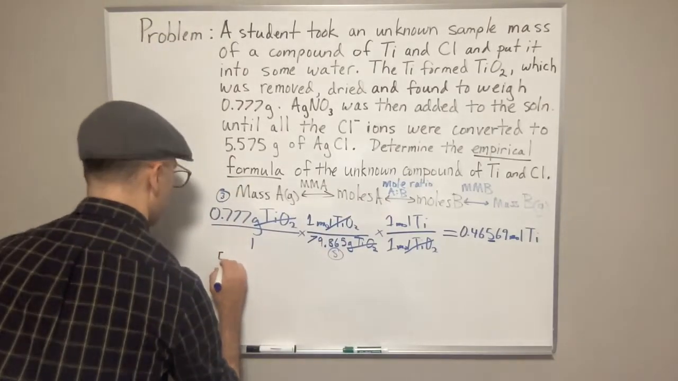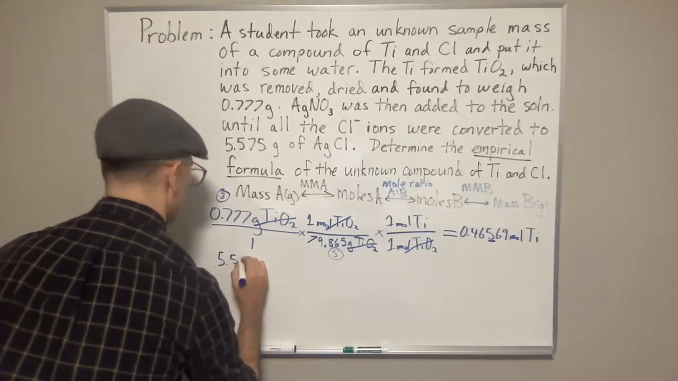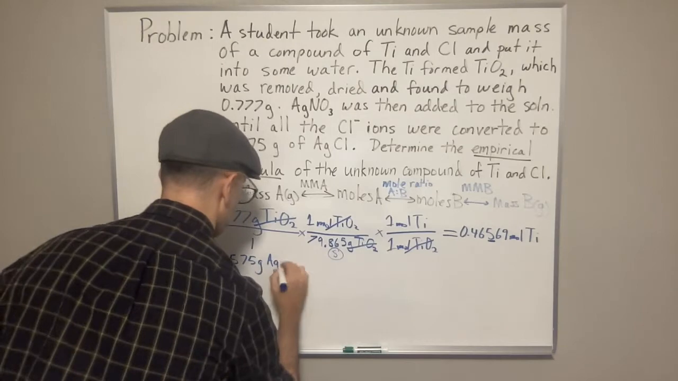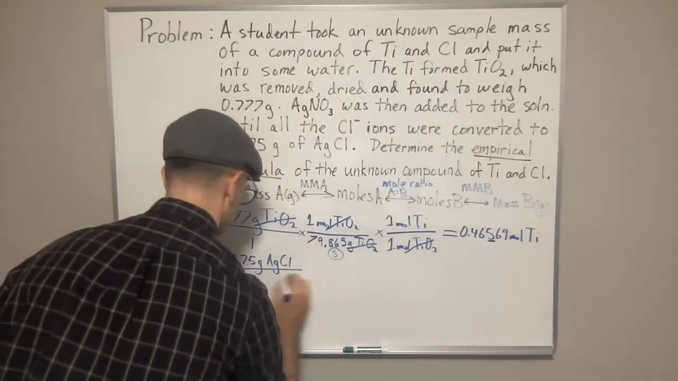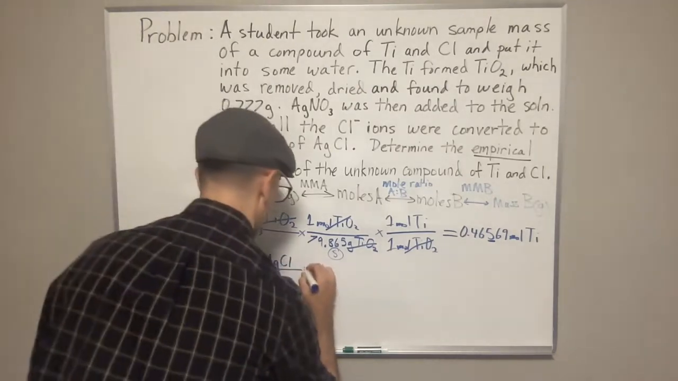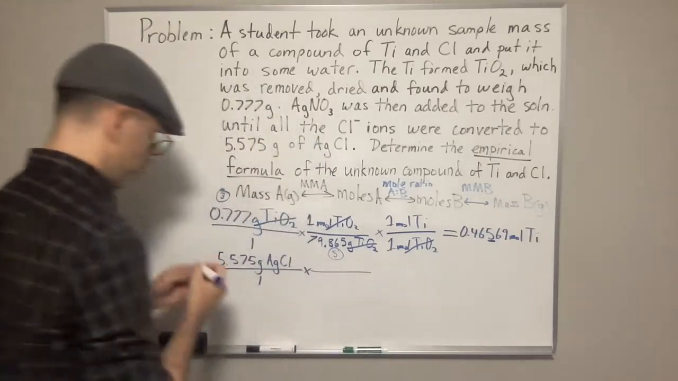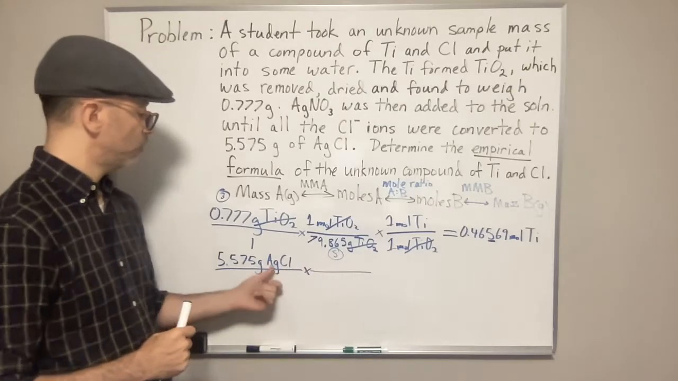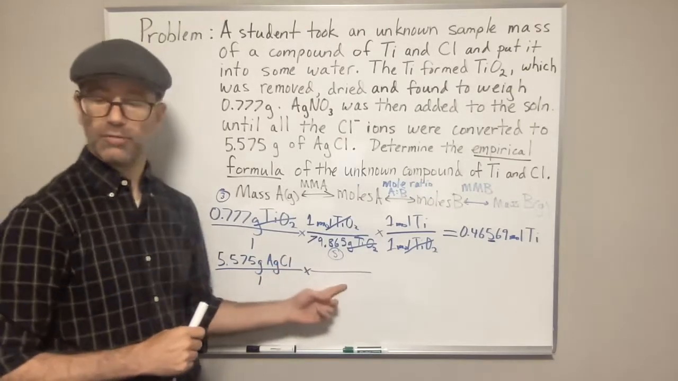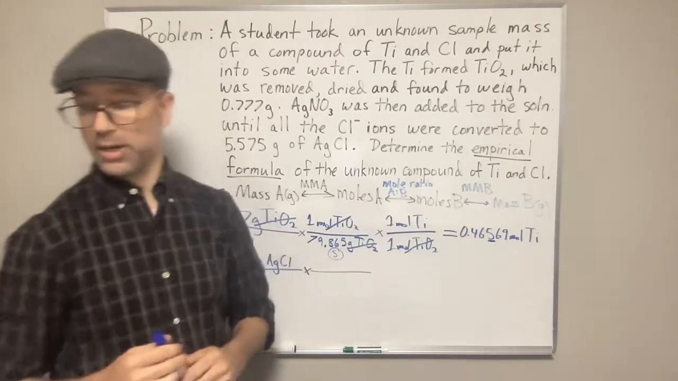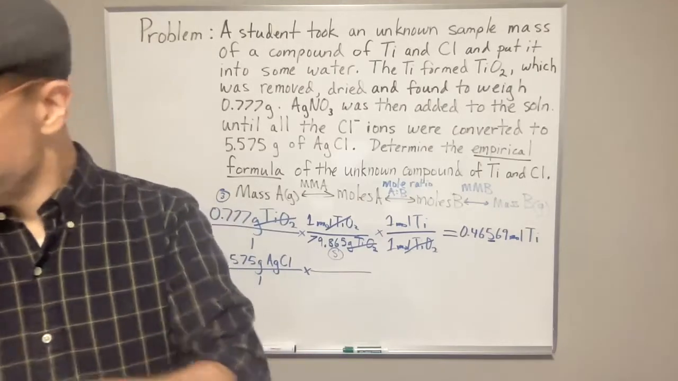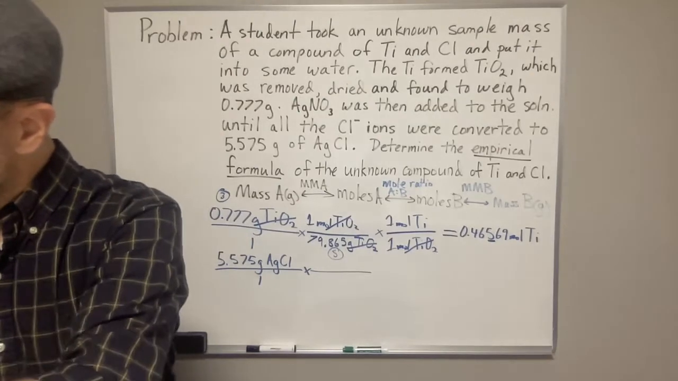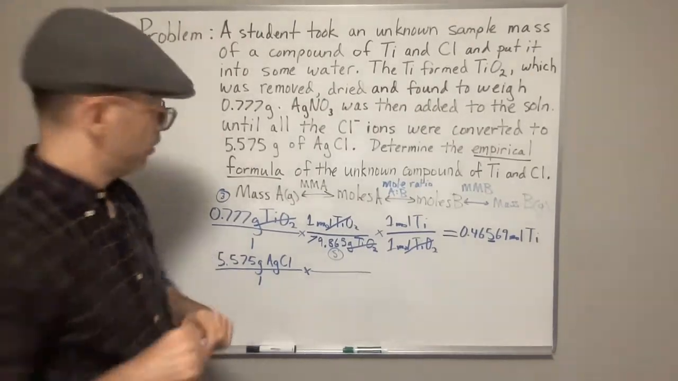So we have 5.575 grams of my silver chloride. I'm going to put that over 1, and I'm going to multiply by the molar mass of silver chloride as a conversion factor. So I need to look that up or calculate it. So I've already done that. You're going to have to do that as well. And so I have 143.32.